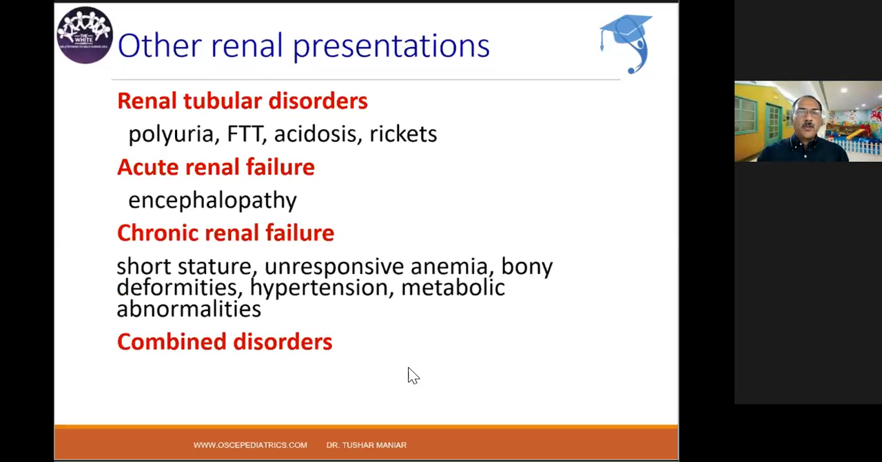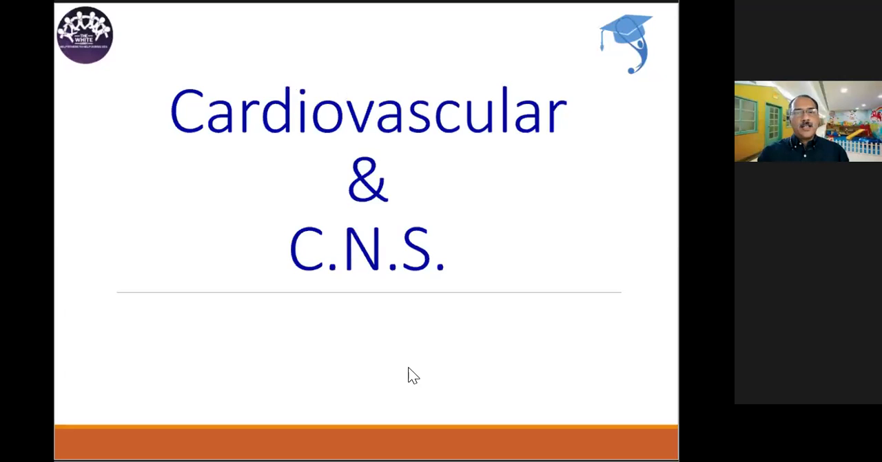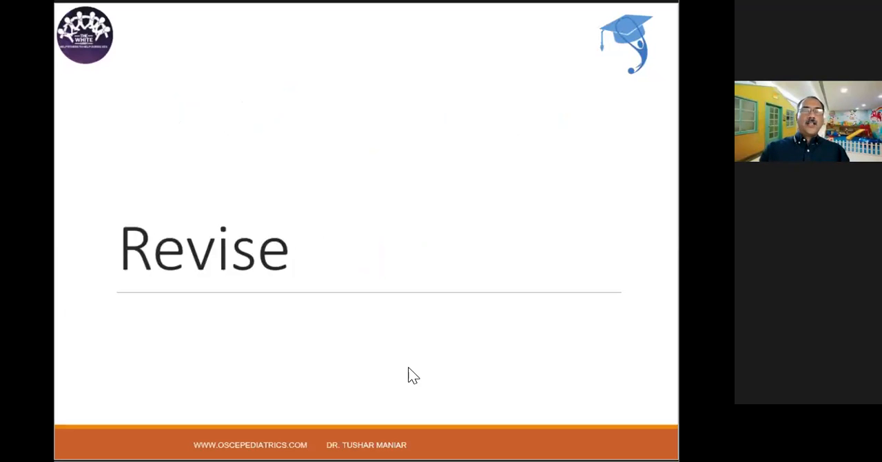Of course, you have to remember that in each and every system we spoke about, it's very unlikely that only one particular area is affected; there will be a combination. You'll have to decide which are the primary and which are the secondary problems. Cardiovascular and CNS we are not touching today. I will take 5 minutes so that we can revise quickly.